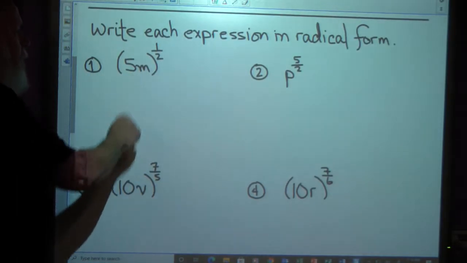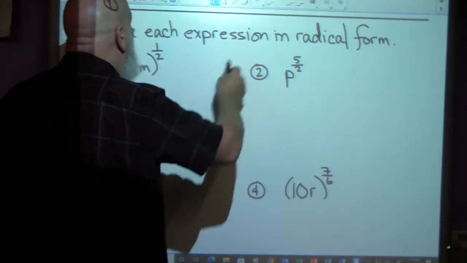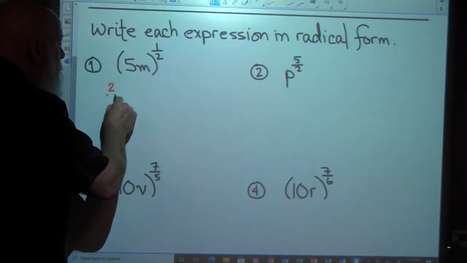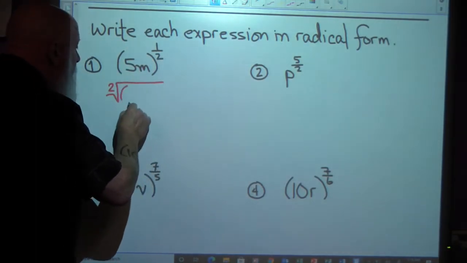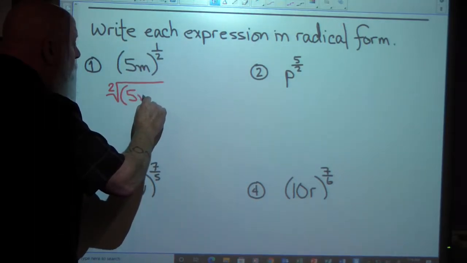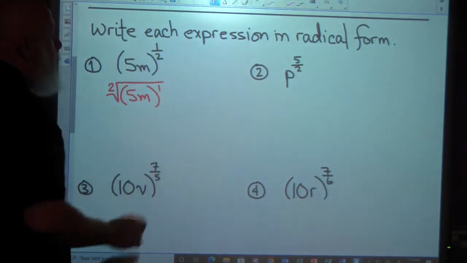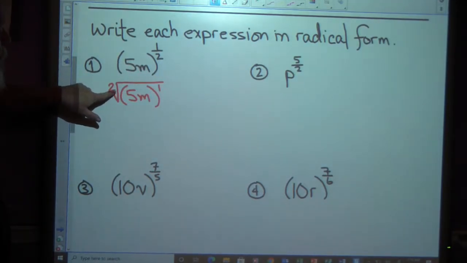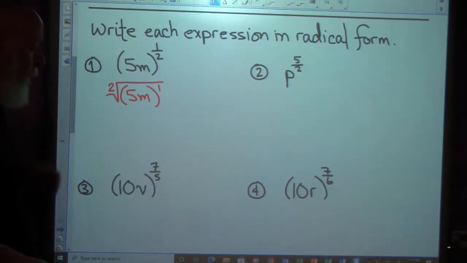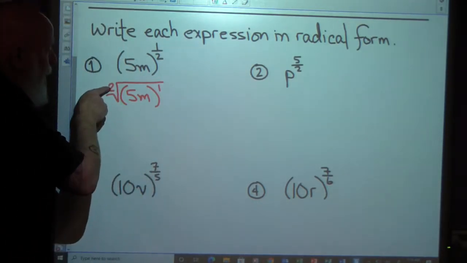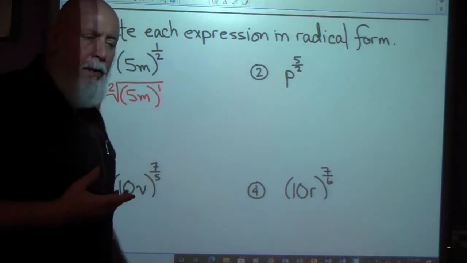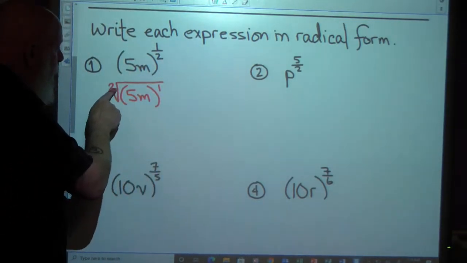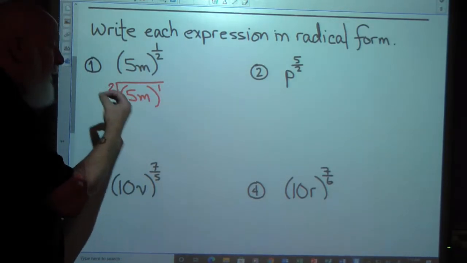Write each expression in radical form. So what I want to do is I want to slide this 2 out and drop this 1 down. Okay. Now let's take a little look at this real quick. This is the square root. Now normally, when we have a square root, we don't show this index 2. This is the only place I can think of where you're going to actually have an implied 2 is in the square root. If you can't see this index, it's an implied 2.